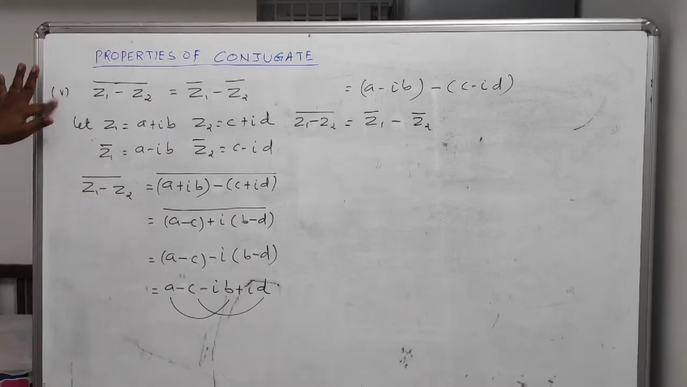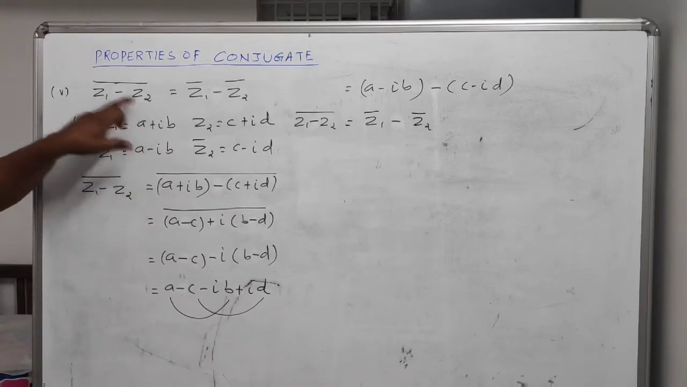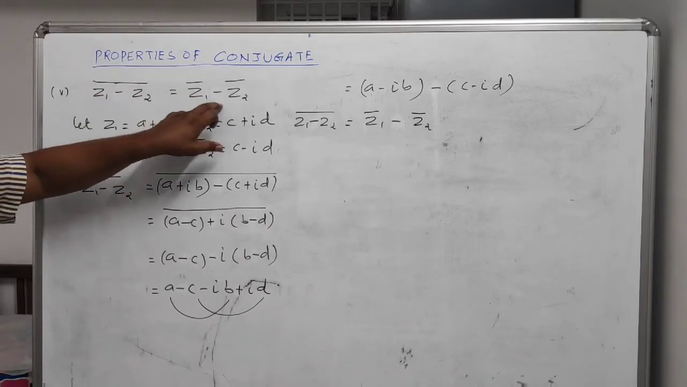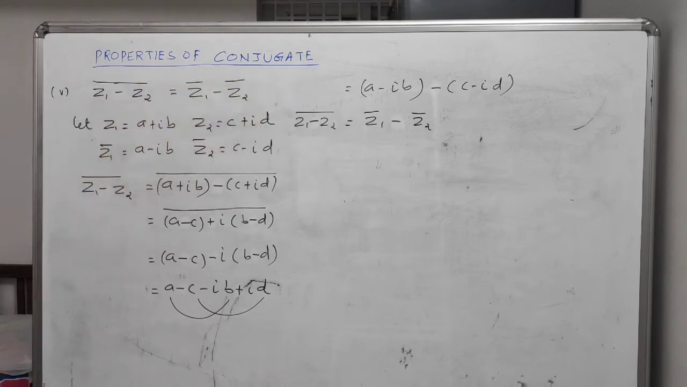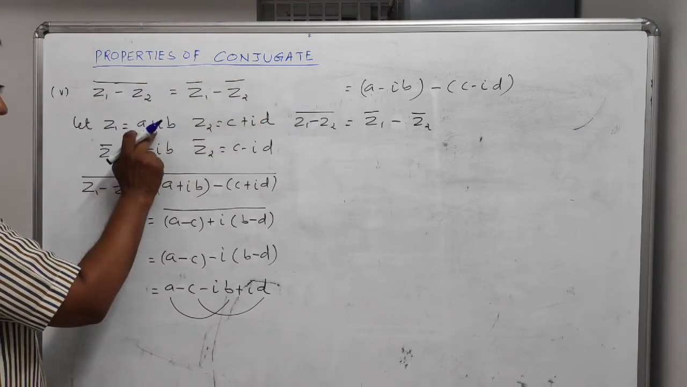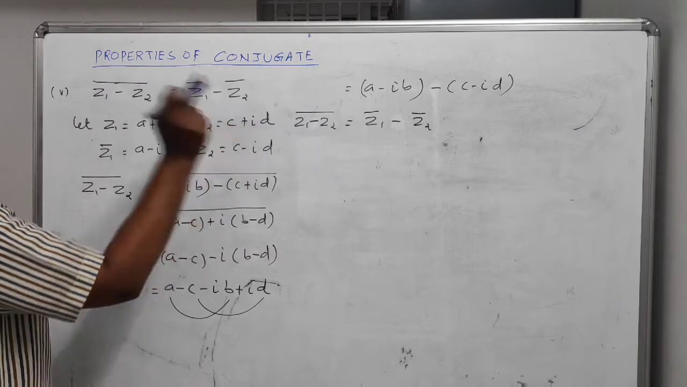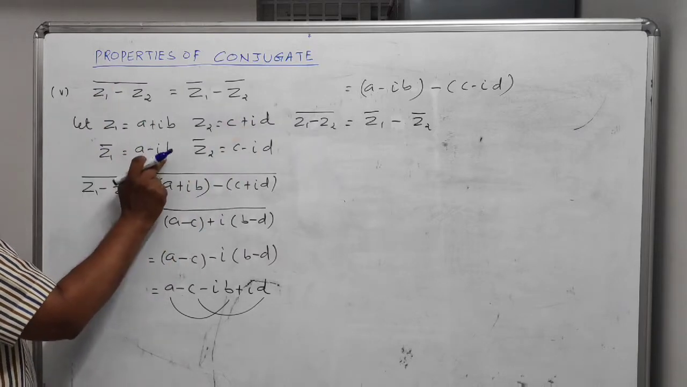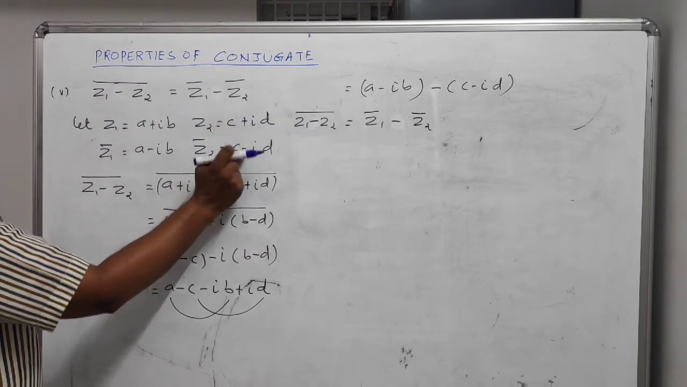Likewise, let us see a fifth property: Z1 minus Z2 whole bar is equal to Z1 bar minus Z2 bar. Therefore, we can say here Z1 equal to a plus ib, Z2 is equal to c plus id, Z1 bar equal to a minus ib, Z2 bar equal to c minus id.